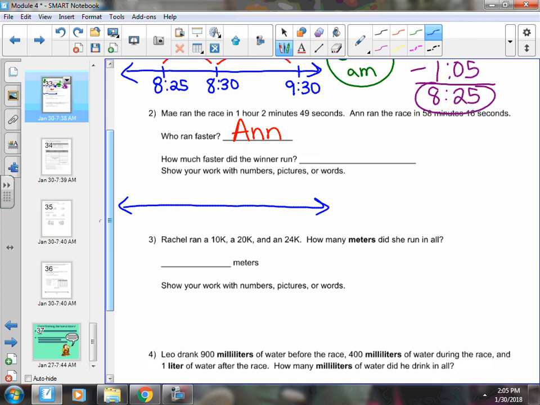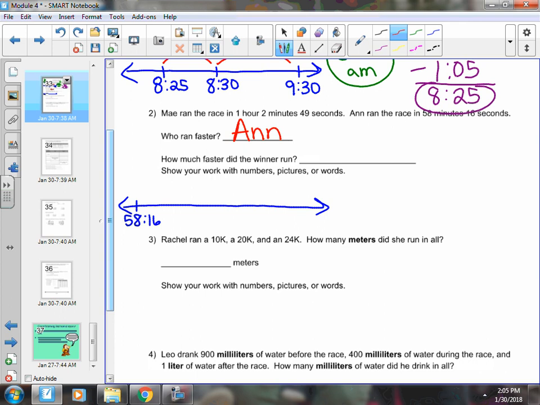So start at that lower time and jump up to the higher time. And that will tell you the difference between the two. There are so many ways that you can jump. So if you have a way that makes more sense to you, go for it. But we should end up with the same answer at the end.